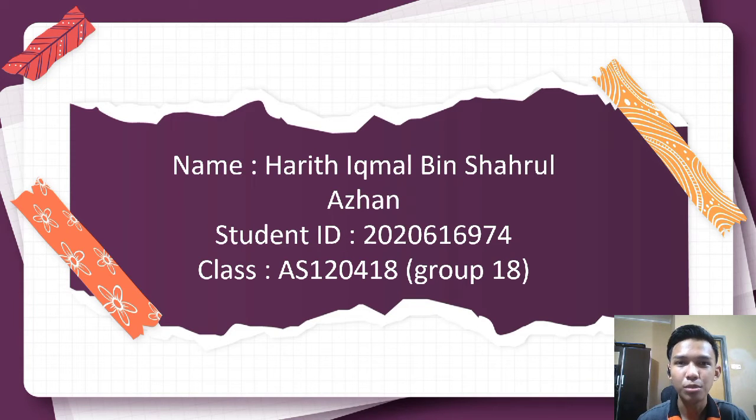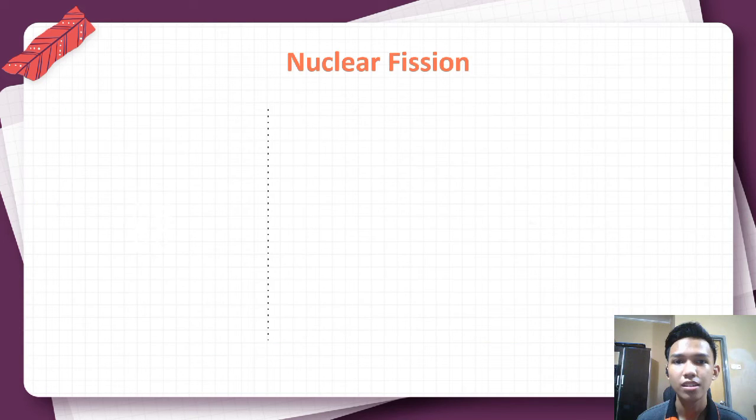Assalamualaikum warahmatullahi wabarakatuh. My name is Harith Hikmah bin Shahrazan and my student ID is 20206169774 and I am from AS 120418 which is group 18. Firstly, I will explain about nuclear fission.